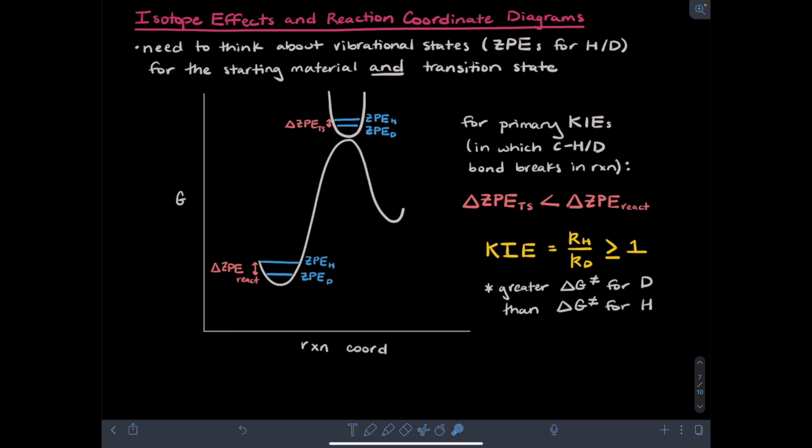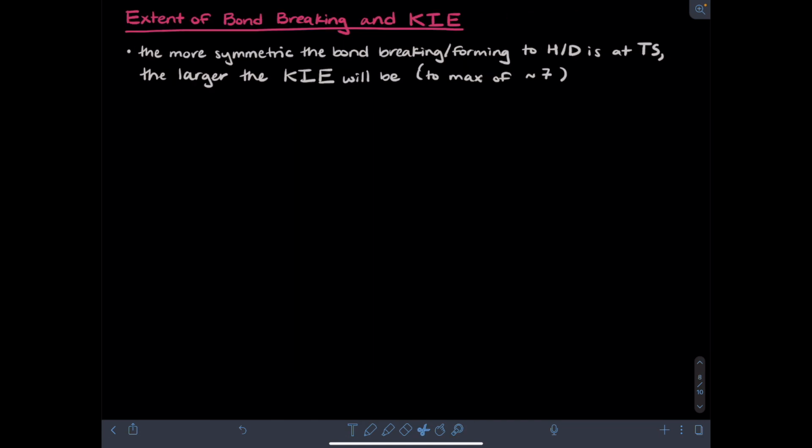Because the barrier is smaller for hydrogen, the rate for hydrogen is larger, and the kinetic isotope effect gets to be greater than 1, because the numerator is larger than the denominator. Depending on the relative energies of the starting materials and intermediate or products, you could have different kinetic isotope effects. And the more symmetric the transition state, with bonds equally breaking and forming, the larger your kinetic isotope effect is going to be, to that maximum value of about 7.